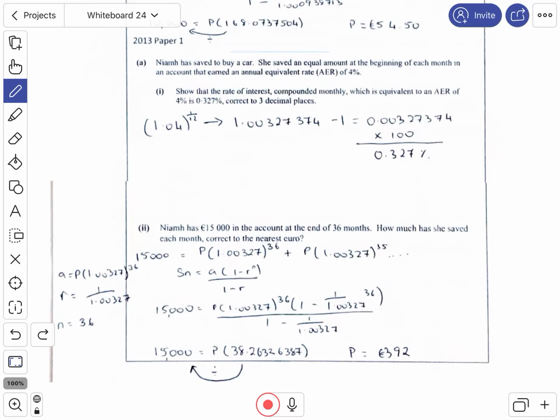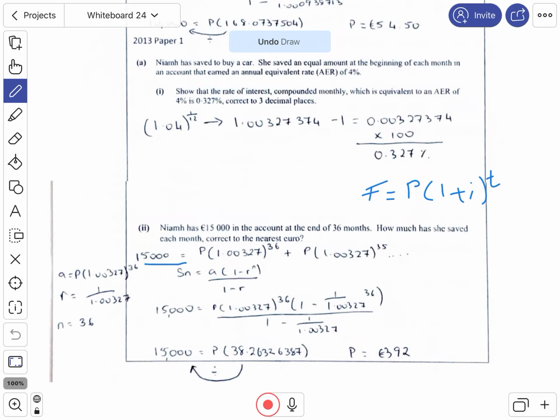Now, we know that this is what she has in the account at the end. That is the F value, the final amount. We don't know what she's saving each month, but we do know she's saving the same amount, so we're going to call that unknown P. We'll keep it as the P value. We're using F equals P times 1 plus I to the power of T, and this is what's happening over and over again to get one final amount.